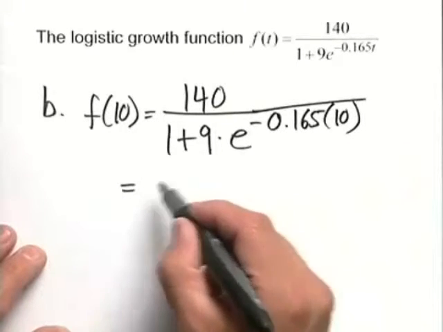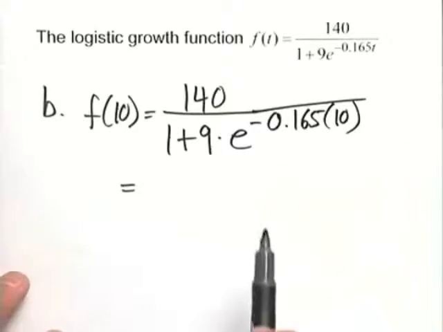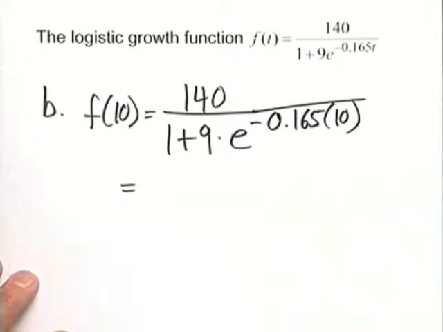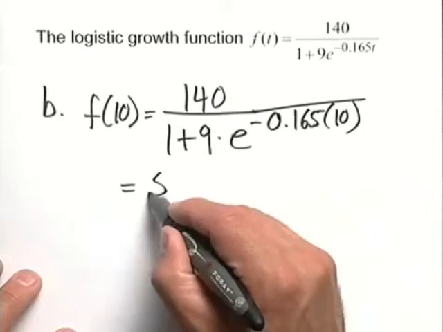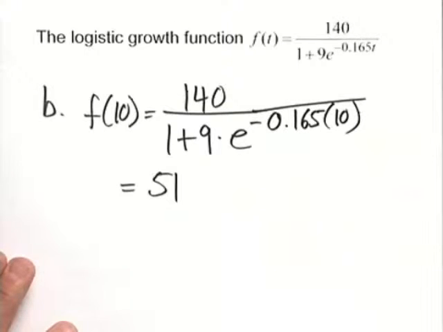You have to be very diligent when you're plugging these in, very careful. Use a lot of parentheses when you're trying to calculate that. But when all said and done, we're going to come up with a number of approximately 51 elk after that 10-year period. So this completes Part B.